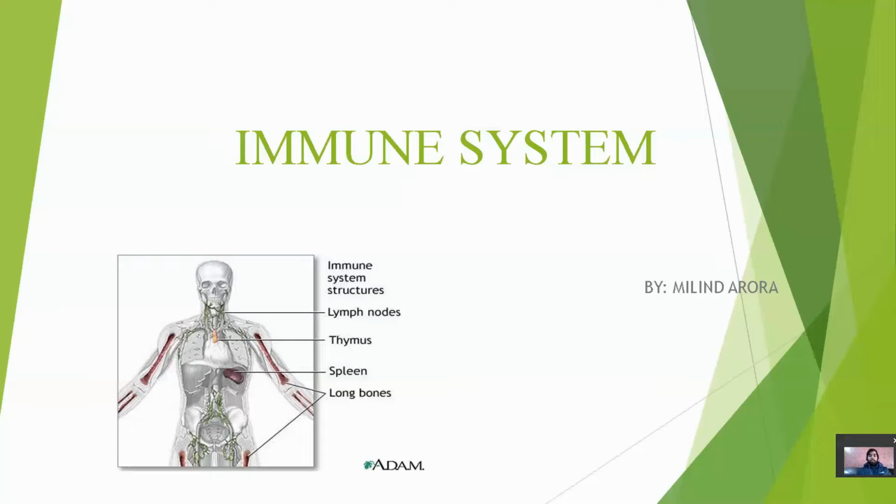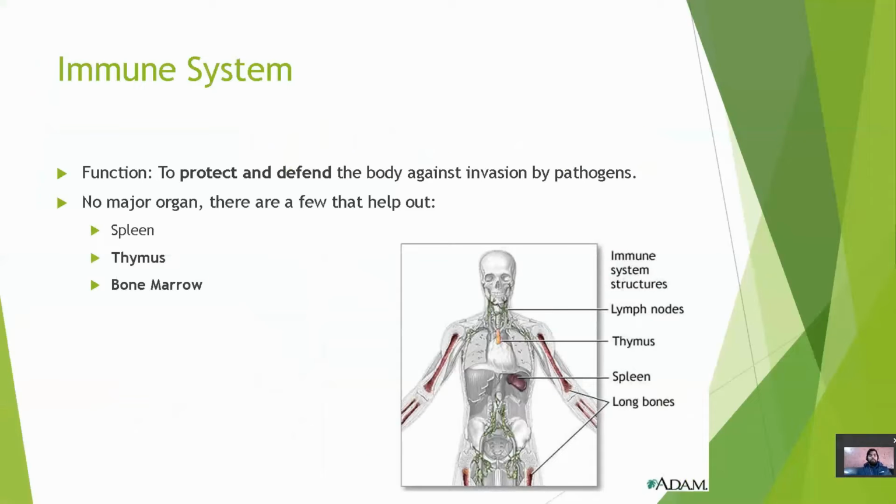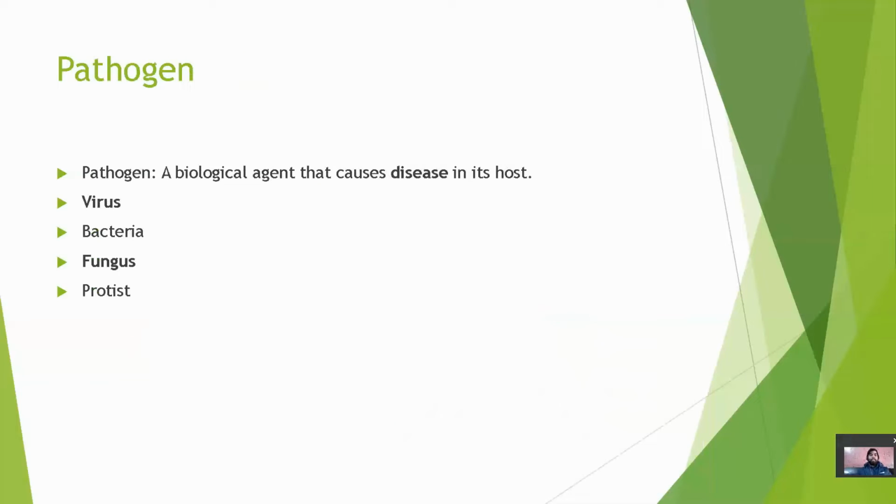In this video, I am going to explain about the immune system and some terms related to immunity and the immune system. The system which protects and defends our body against invasion of pathogens is known as the immune system. No major organ is associated with it, but there are a few that help out, that is spleen, thymus and bone marrow. What is a pathogen?